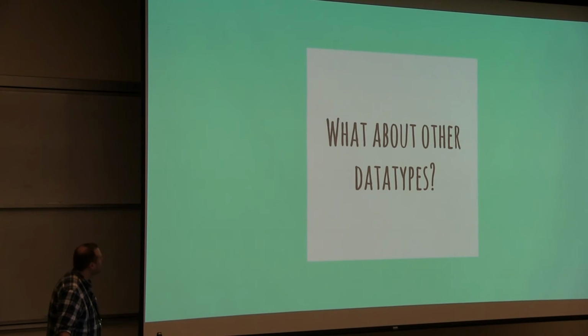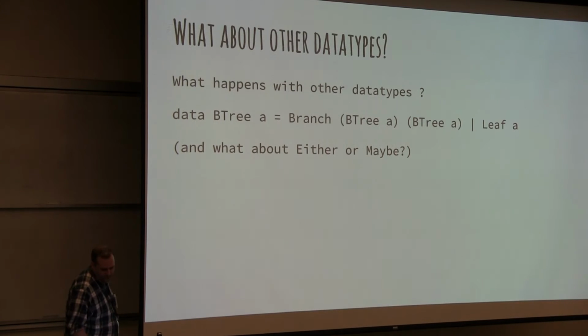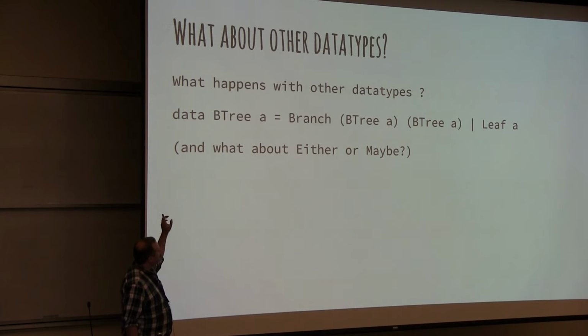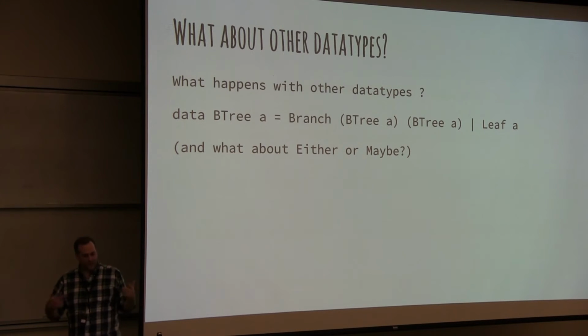We can do the same exercise we did. Let's take a tree, our own definition of tree. It's a binary tree with values on the leaves. We have either a branch of two trees that merges two trees together, or a leaf that holds a value. And after that exercise, we'll see what happens with Either or Maybe. They are not recursive types, but we can define a fold for those too.